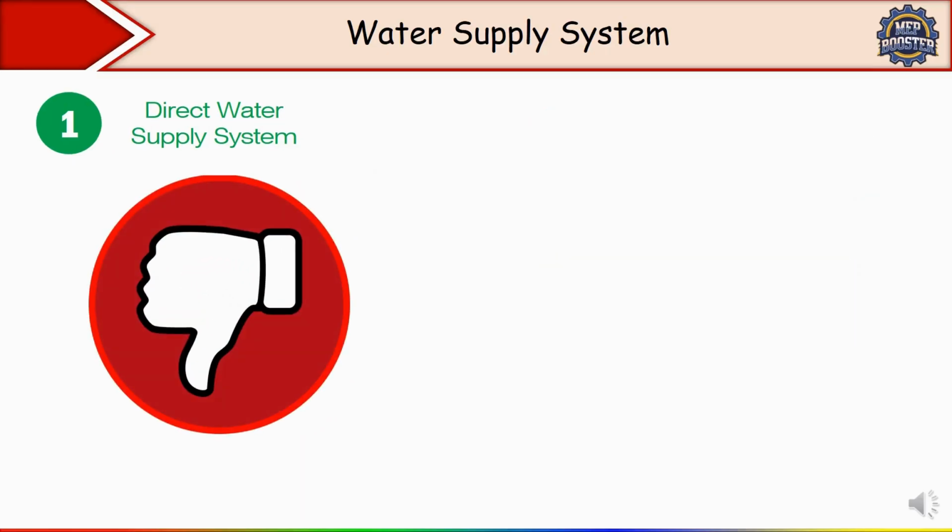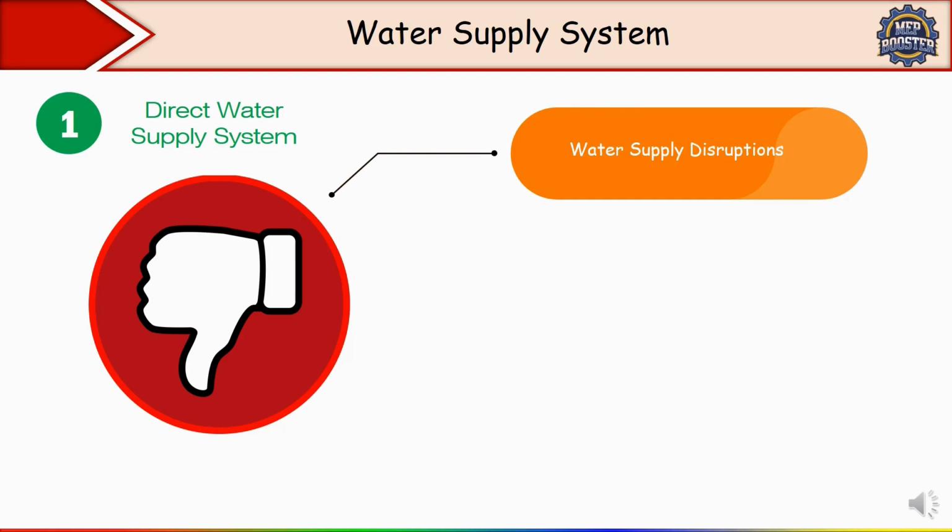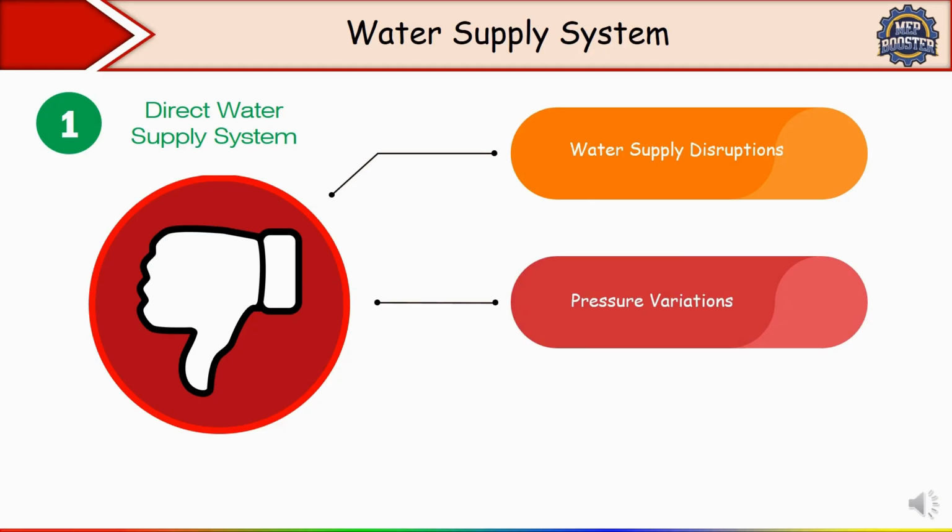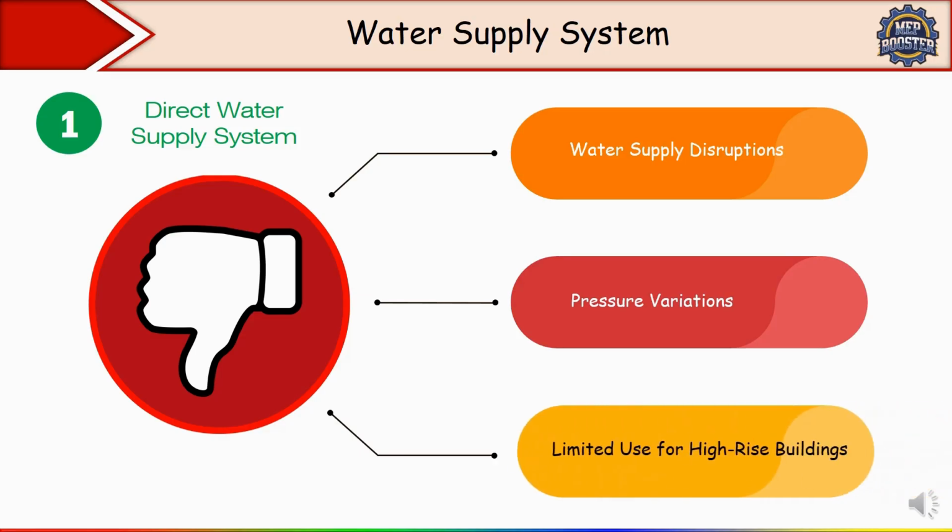Next are the disadvantages of the direct water supply system. The first one is water supply disruption. If the municipal supply stops, the building will have no water. This is the first disadvantage. Second, pressure variation. Water pressure will fluctuate depending on the demand in the area. This is another disadvantage. And the next one is limited use for high-rise buildings. In tall buildings, additional booster pumps may be required to maintain adequate pressure. So these are the disadvantages of the direct water supply system.